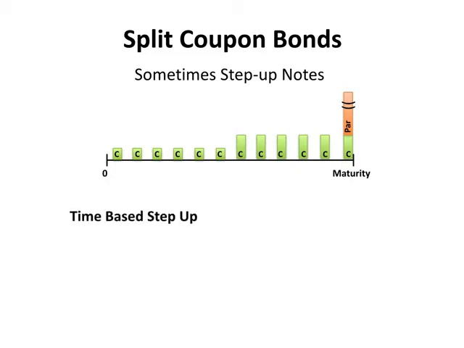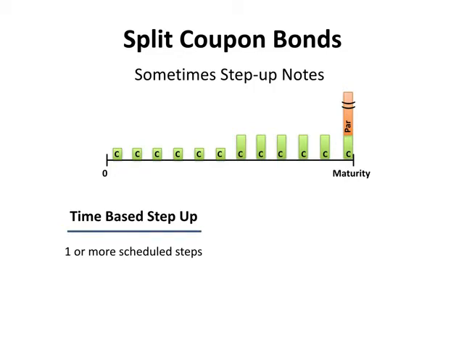In most split coupon issues, any change or step up in the coupon is purely time-based. This exhibit illustrates a single increase in the coupon rate, which is probably the most common variant, but the bond indenture could allow for more than one scheduled change over the time to maturity.